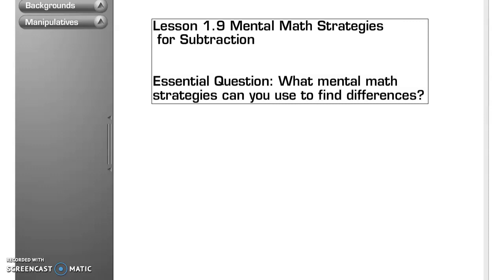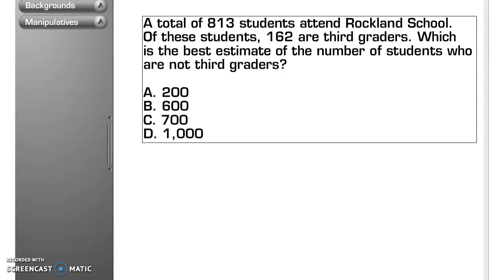Today is lesson 1.9, Mental Math Strategies for Subtraction. Our essential question is, what mental math strategies can you use to find the difference? Our problem of the day is a total of 813 students attend Rockland School. Of these students, 162 are third graders. Which is the best estimate of the number of students who are not third graders?